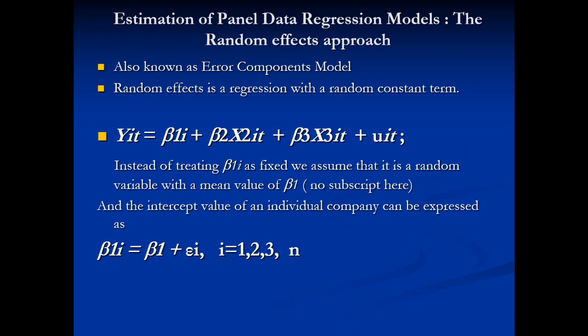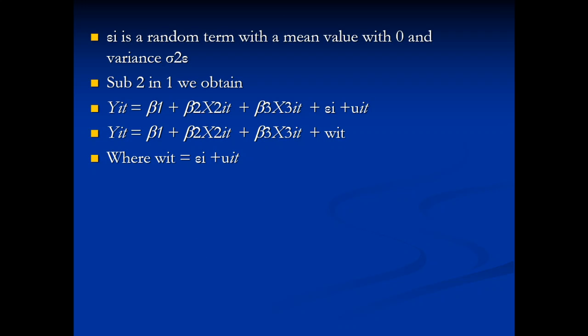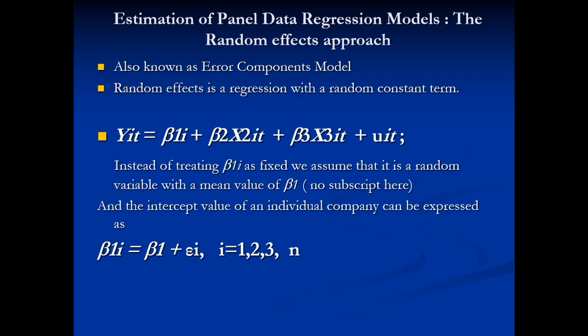Okay, then y_it is equal to beta 1 plus beta 2 x2_it plus beta 3 x3_it plus w_it. That w_it is equal to epsilon_i plus u_it. Now, how do you estimate the random effect approach?